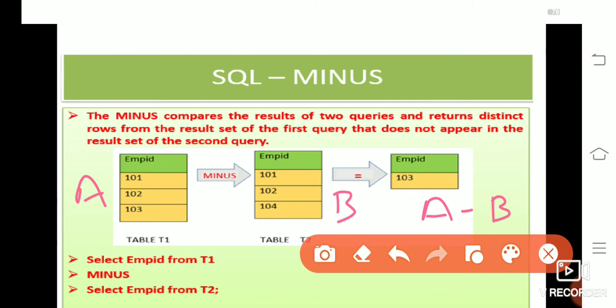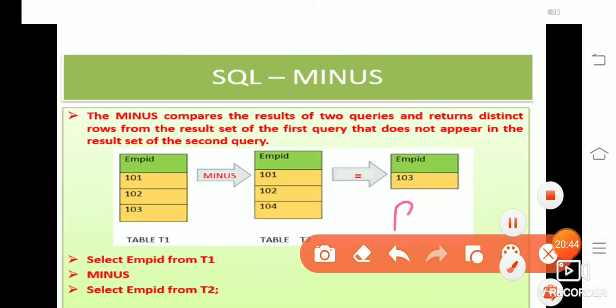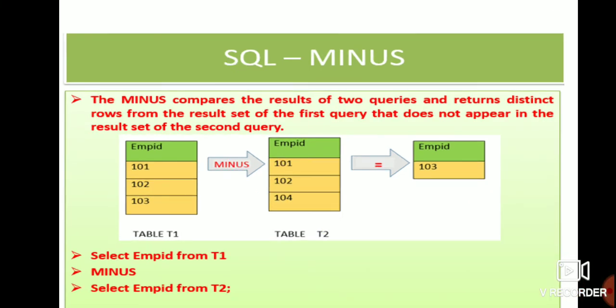Okay, now what will be the output I will get from A minus B? Only 103 will be left, so it will give us 103. If I write B minus A, it will remove 101, 102, but it will return 104 as the output. Okay, you can see the syntax also, how you have to write: select employee ID from T1 minus select employee ID from T2. Employee ID is your column name.